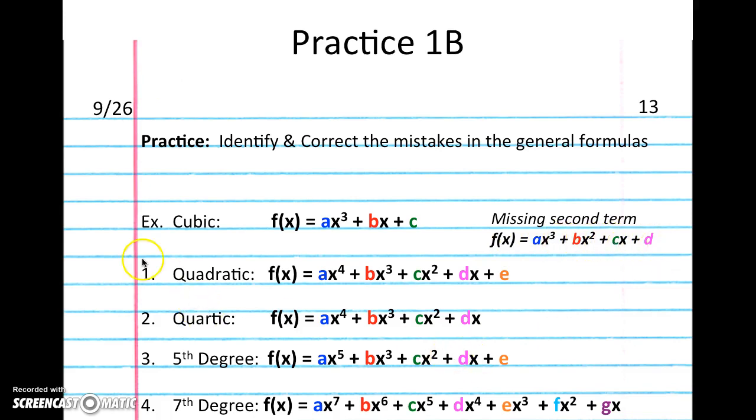You're going to do that with these 4 examples here, identifying and correcting the mistake. Pause the video and then come back for the rest of the video.